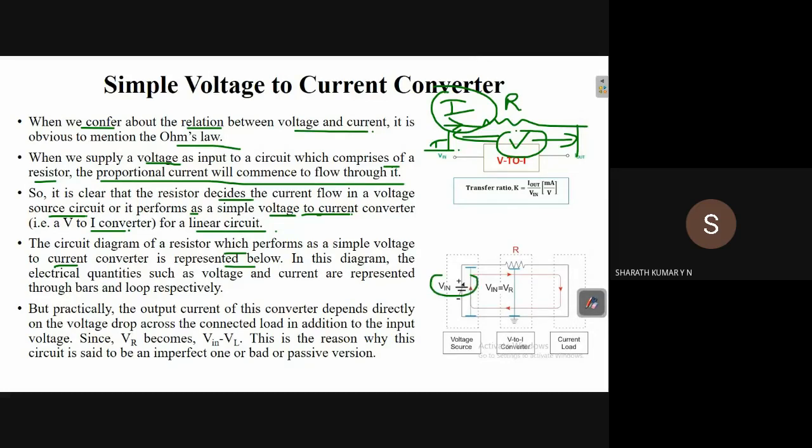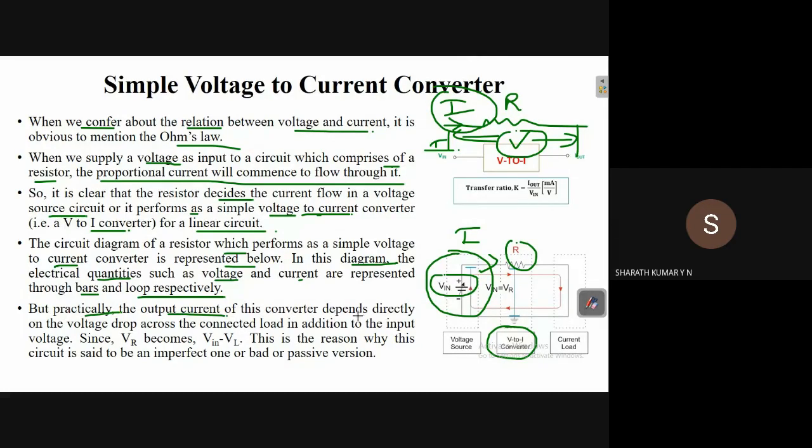So there is a voltage applied, there is a resistor, and there is a current flow through the resistor. Okay, so the input stage is a voltage source, and there is a current flow through the resistance, and it acts as a voltage to current converter. In this diagram, electrical quantities such as voltage and current are represented through bars and loop respectively.